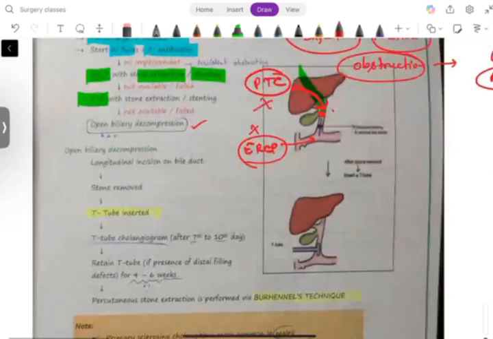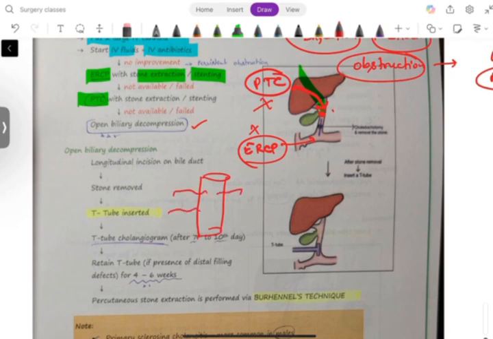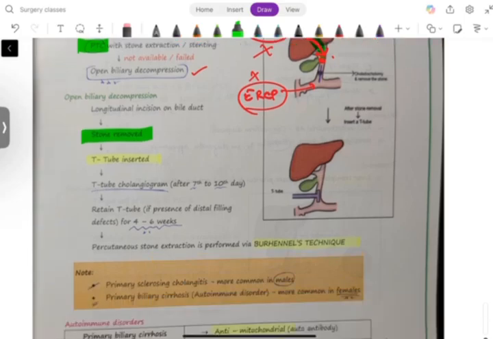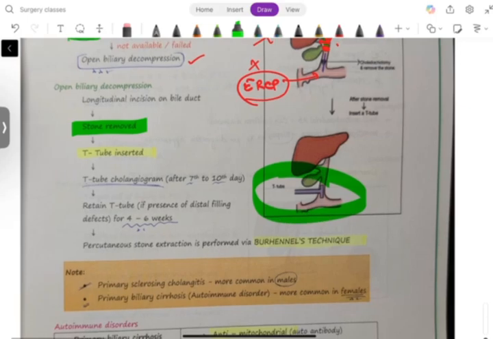Even if this fails, then we'll have to go for open biliary decompression. So what is open biliary decompression? Basically, you are opening the abdomen and putting a longitudinal incision over the bile duct. Why longitudinal incision? Because the blood supply to the bile ducts runs like this, from either side. So if we put the incision longitudinally over the bile duct, there will be less bleeding. Hence longitudinal incision over the bile duct, and then the stone is removed. And then we will have to insert a T-tube like this. So T-tube insertion is done. T-tube basically helps in the drainage of bile, that's it.